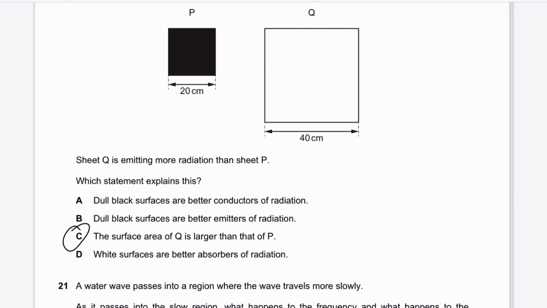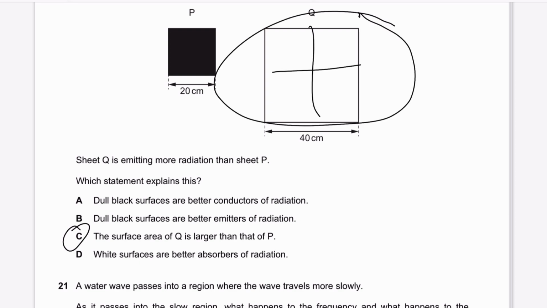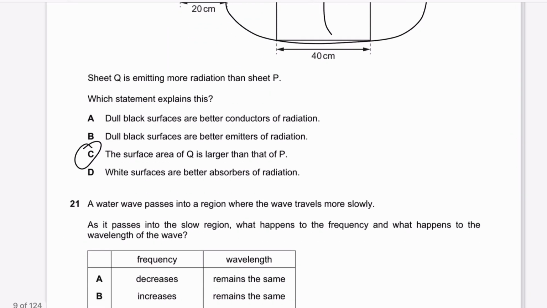So radiation काफी हद तक ज़्यादा होगी. Even if, let's just say that the black surfaces, they absorb more energy. And even if, let's say they emit more radiation or whatsoever. But the area is so much larger. ठीक है, इसमें 4 P's will actually fit inside of Q. So the surface area also actually makes a lot of difference.